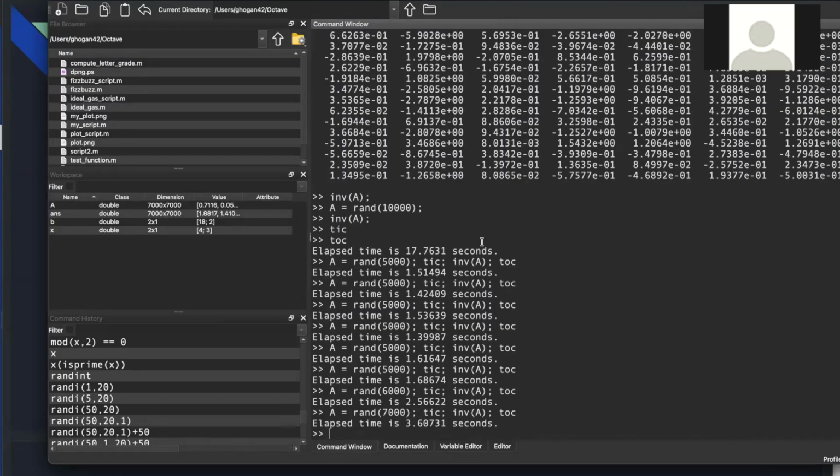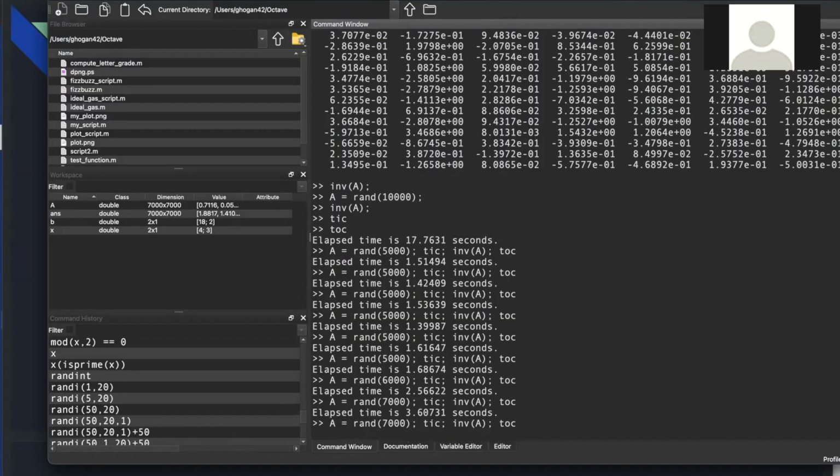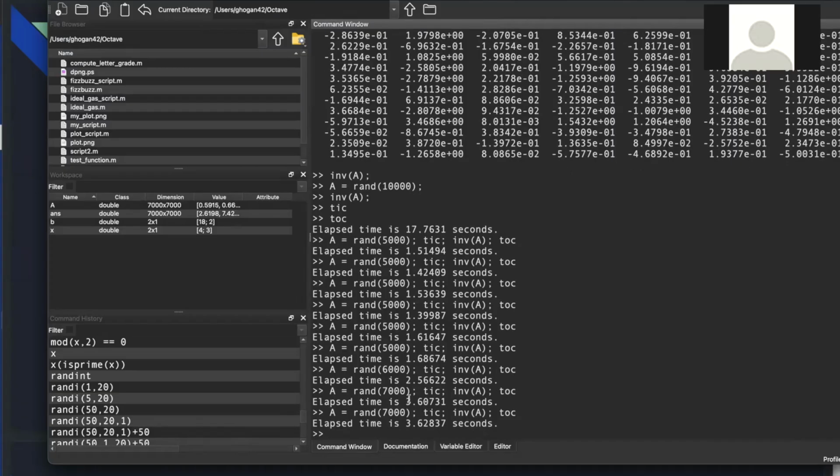In fact, we can even figure it out. So let's do this one more time. This is a 7,000 by 7,000, and you can see it's also 3.6 seconds. So if I wanted to add a system of equations, I can do b equals random. And in order to match up with the 7,000, I would need 7,000 rows, one column. And then instead of doing inverse A, we can do inverse A times B. So that's like solving the system of equations.